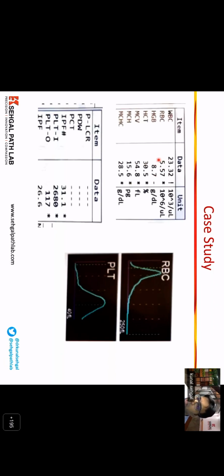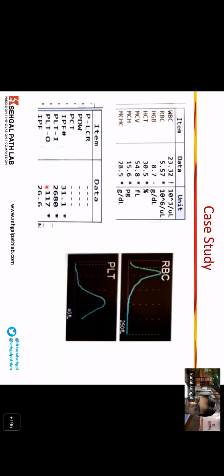This patient potentially has thalassemia trait with iron deficiency anemia based on the indices, and has 5.5 million RBCs. Even if half of them, 2.5 million, if you see from the peak, almost half of them have entered into the platelet area. And that half, 2.5 million, is the 26 lakh platelets counted by the impedance count. The optical count gave us 1,17,000.